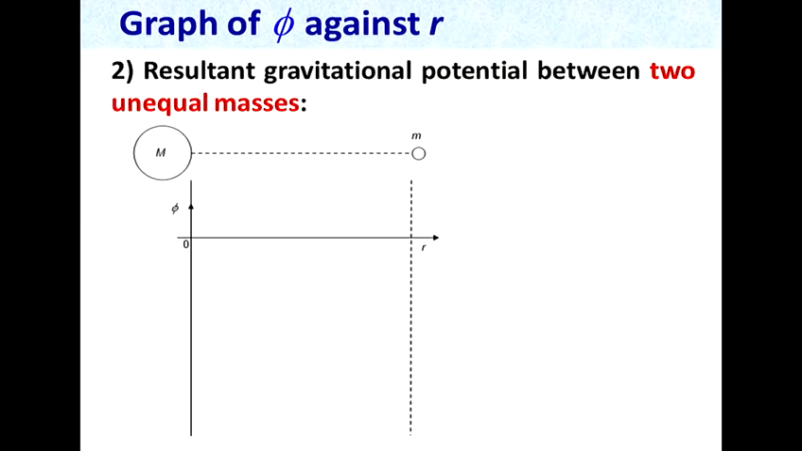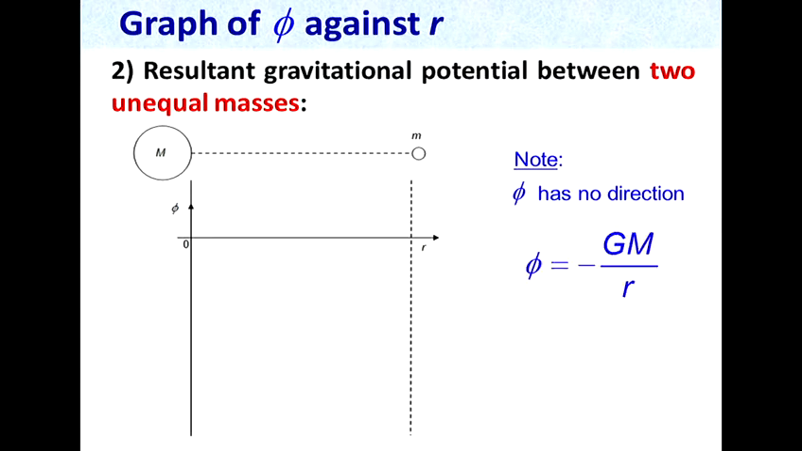Okay, next graph we're going to draw potential against distance. Same thing, the two masses, big M and small m. I draw the vertical axis starting from the surface of each mass. How do I sketch potential? Let's look at the equation. Potential has no direction, it's a scalar quantity. So potential due to a spherical mass or point mass is minus GM over r. This minus sign is not an indication of the direction. It is part of the magnitude, which means that the potential graph will always be negative.